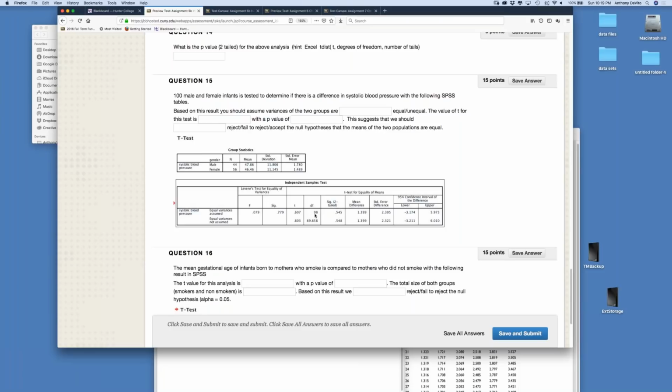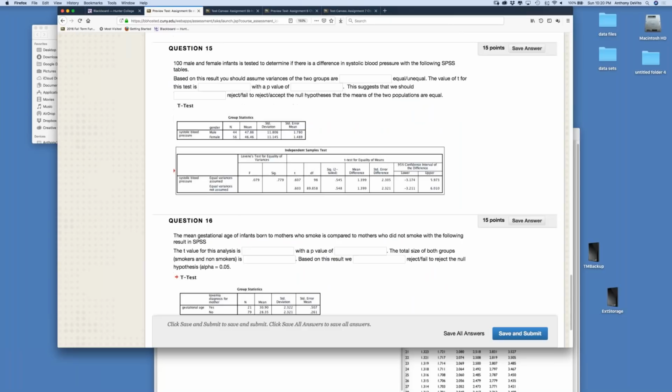The degrees of freedom is 98. Remember, degrees of freedom is equal to n1 plus n2 minus 2 when it's equal variances, which is 100 minus 2, which is 98. What is the significance, the probability of being wrong if we reject the null hypothesis? It's 54%, so the p-value is 0.545. If the probability of being wrong is bigger than 5%, and this is way bigger than 5%, what should you do? You should fail to reject the null hypothesis, and you should type that whole phrase, fail to reject the null hypothesis, into this box.